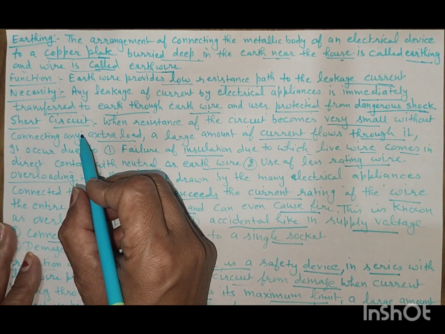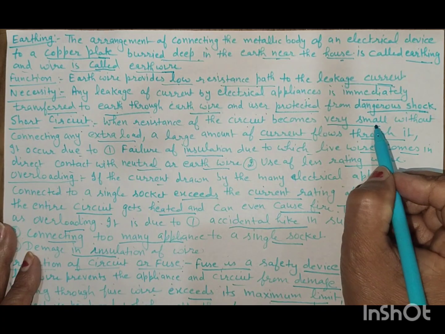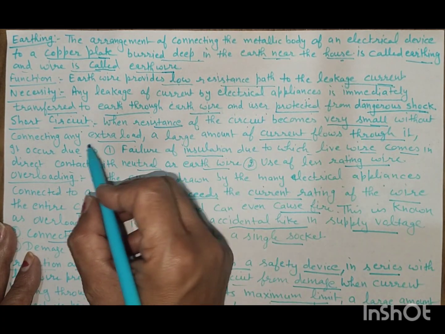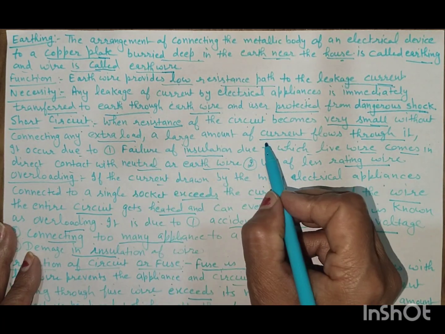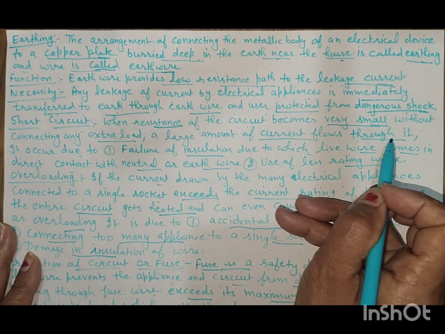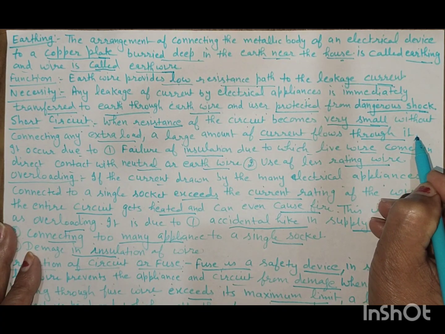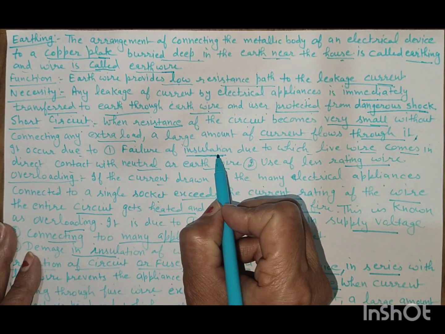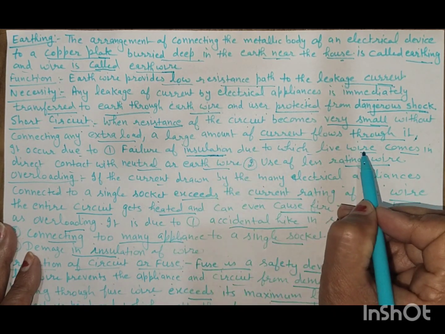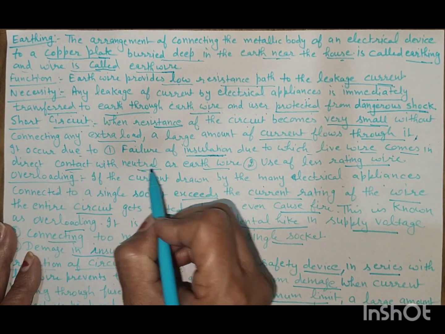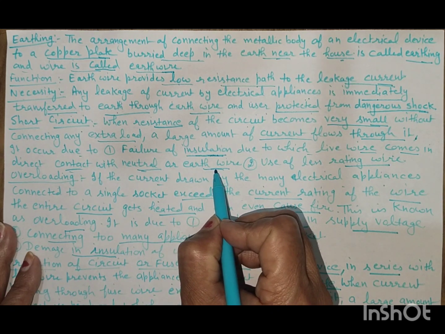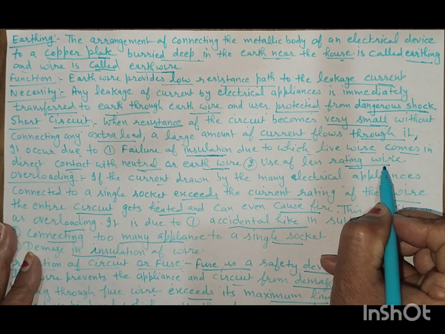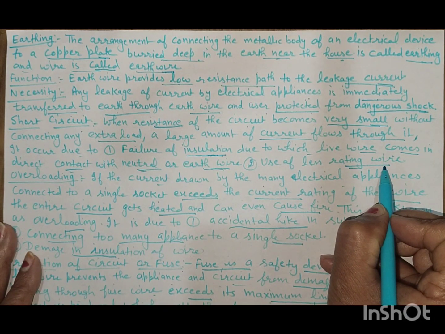What is short circuit? When the resistance of the circuit becomes very small without connecting any extra load, a large amount of current flows through it, and this is called short circuiting. It can be caused due to the failure of insulation. When insulation fails, then two wires come in close contact or direct contact with the neutral or earth wire, then the resistance becomes very small. Use of less rating wire can cause short circuit.